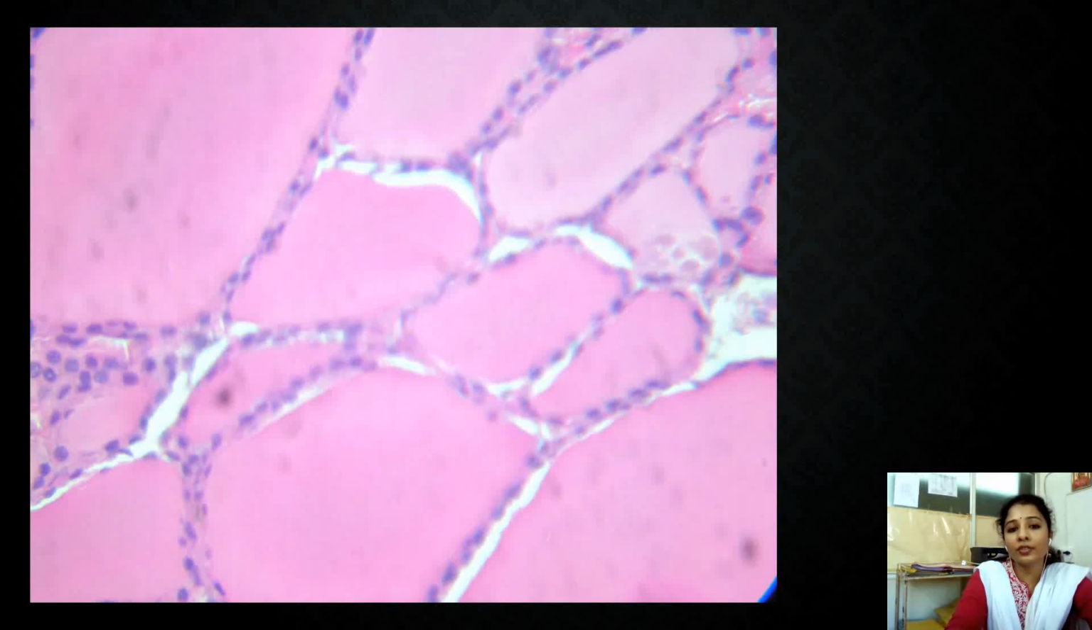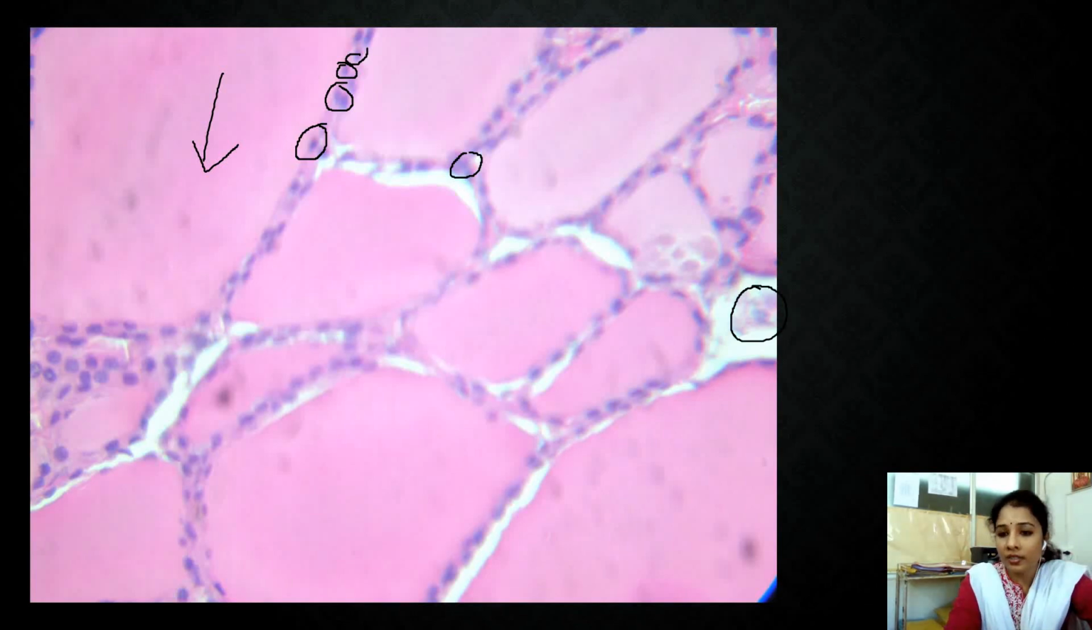This is a closer view to show the cuboidal epithelial cells. So here are the cuboidal epithelial cells. We can see the nuclei present in each cuboidal epithelium, which is a rounded nucleus. And in the center we can see the pink color structure, which is the colloid. And the cells which are present in between the follicles are called as parafollicular cells.